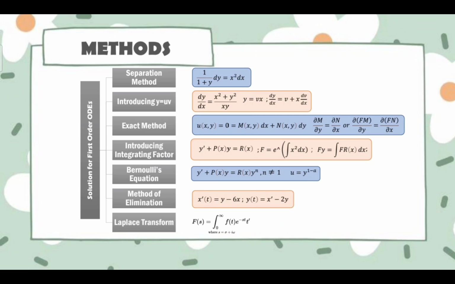The integrating factor is used to solve non-homogeneous linear ODEs. Bernoulli's equation is used when the ODE is non-linear and non-homogeneous. The method of elimination is used when the ODEs involve two or more equations that contain derivatives of two or more dependent variables. And lastly, the Laplace transform.